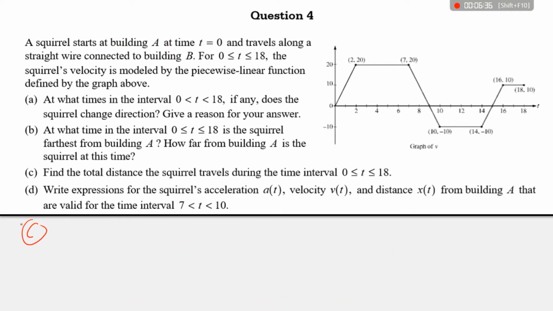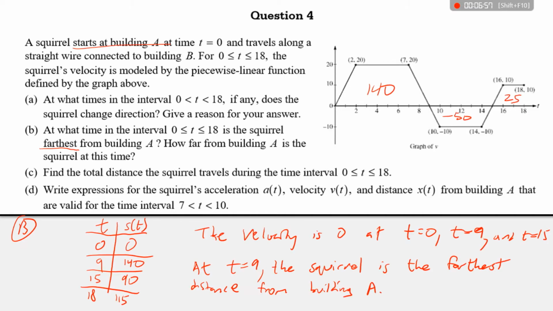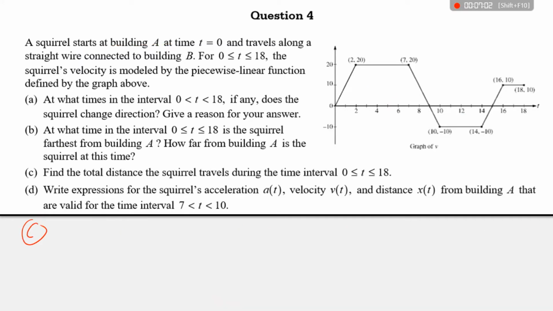Then part C. Find the total distance from 0 to 18. Oh, we just add. No, we have it in B. Yeah, we have it actually: we have 140, negative 50, and 25. We just add all the numbers, but minus should be positive.